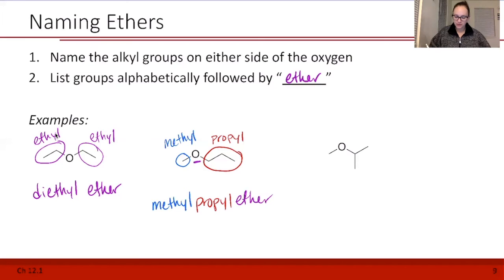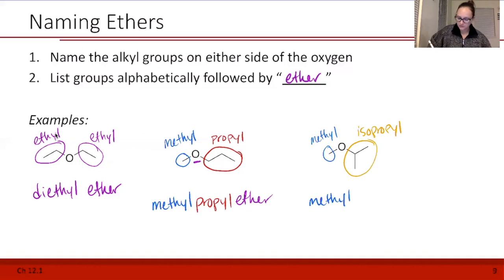Okay, let's do one more. On this one, we have again methyl. And on the other side, we have isopropyl. So remember that iso does not count in our alphabetizing, so we're comparing M and P again. So our name is going to be methyl isopropyl ether. That's all you gotta do.